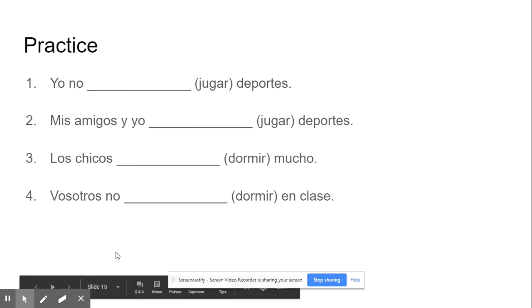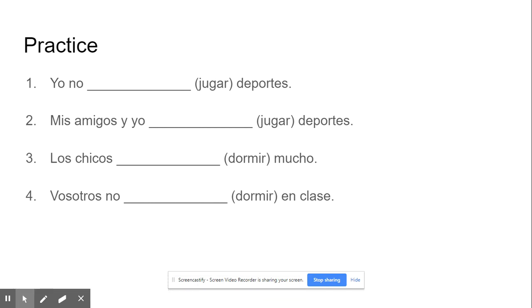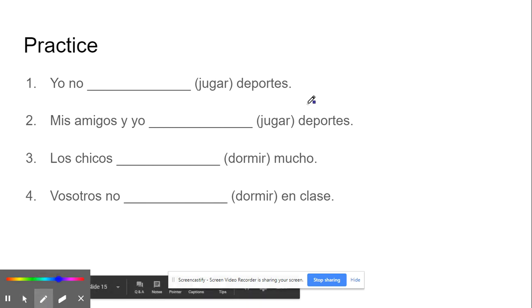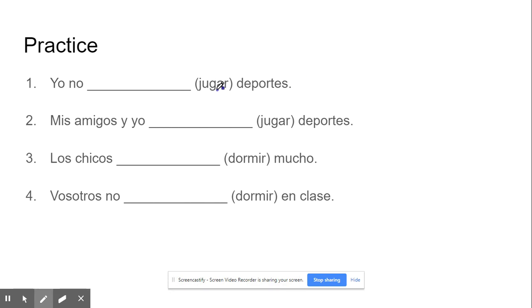Here we have yo no blank deportes. And our verb is jugar. So we know that jugar is an AR verb. So I'm going to take off the AR. And it's yo form. So in order to write my answer here, I need to change that U here to a UE because we know we have a verb change in yo form.